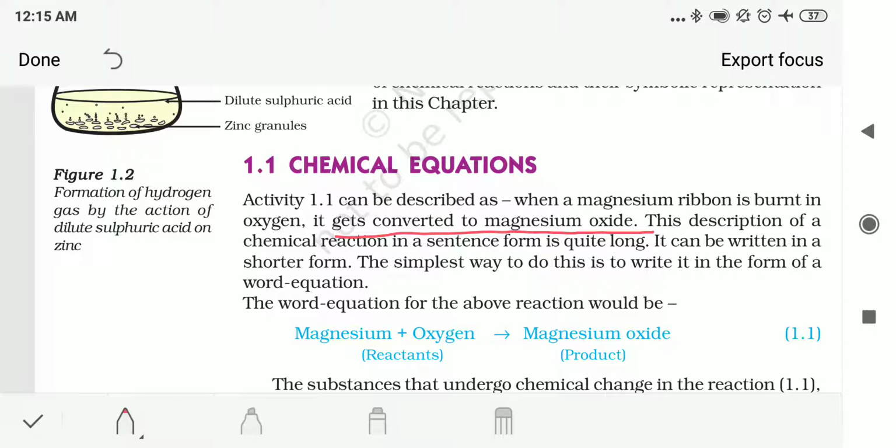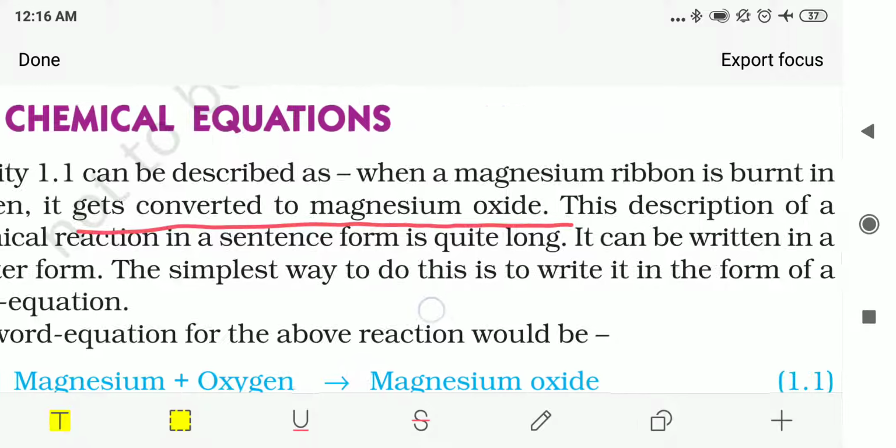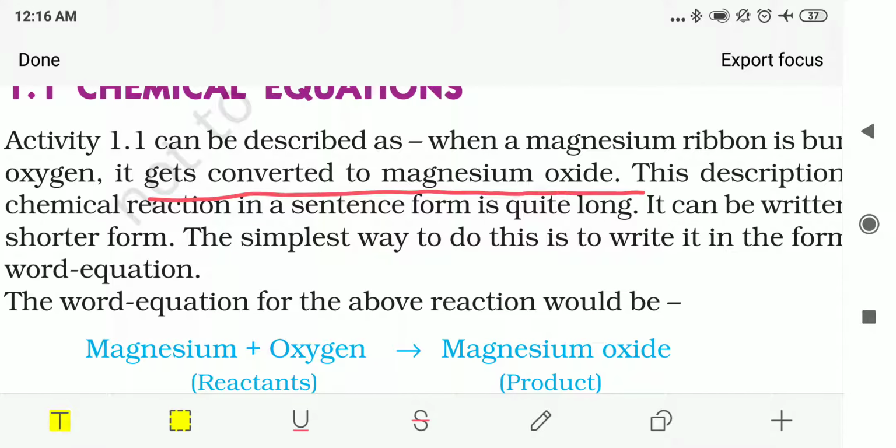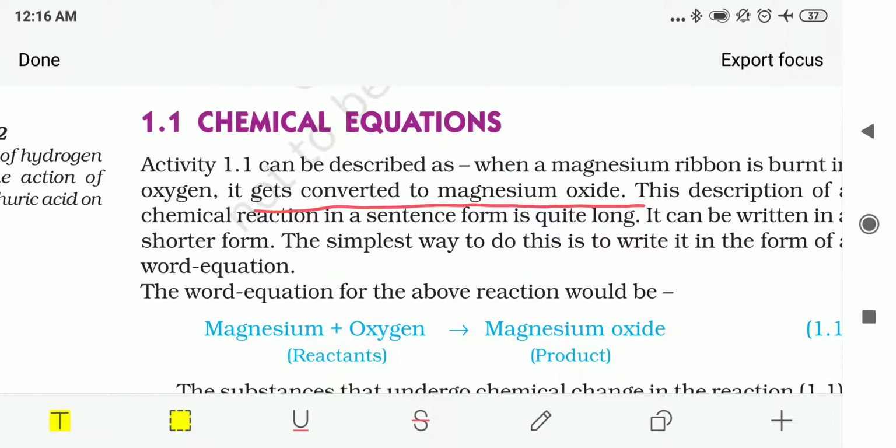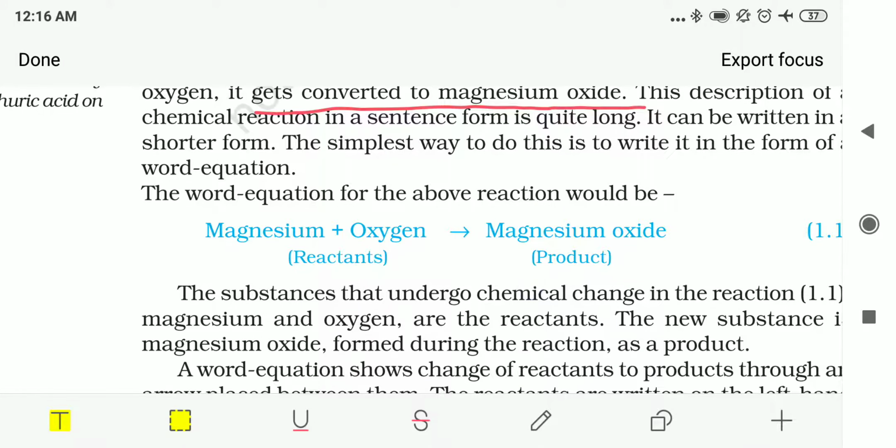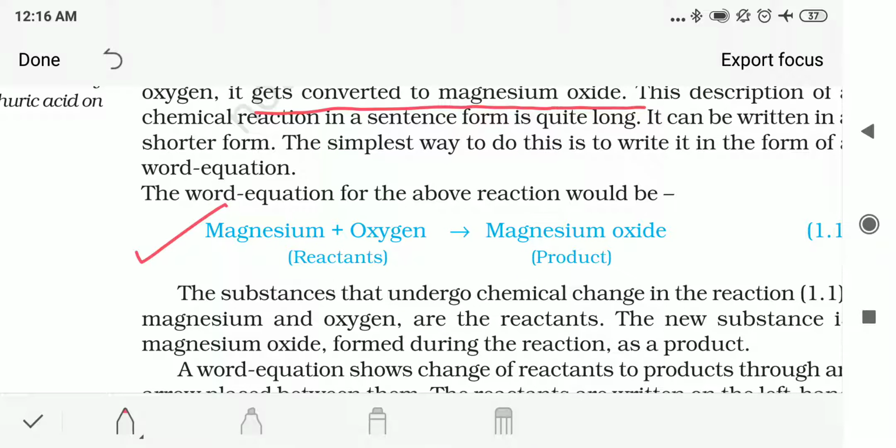This description of a chemical reaction in sentence form is quite long, so it can be written in a shorter form, and the simplest way to do this is to write it in the form of a word equation. The word equation of the reaction is magnesium plus oxygen. These are known as the reactants, and the substance which is formed is known as the product. As you can see, the product formed is magnesium oxide.